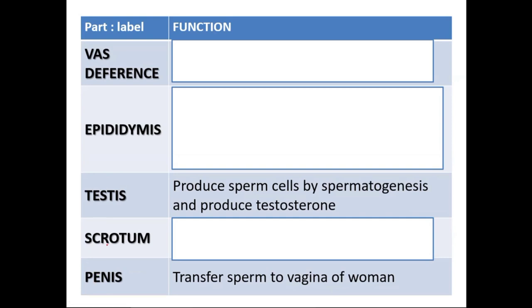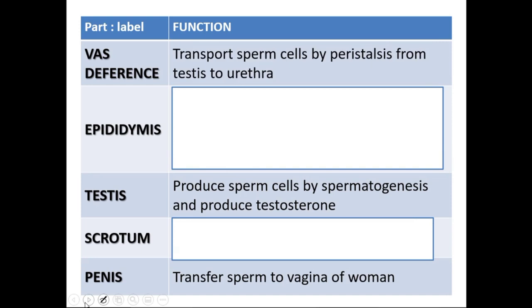The next three, the vas deferens, the epididymis, and then the scrotum. They're going to give you another minute and a half or 2 minutes for this one. Just putting my timer on, starting now. So let's see what the vas deferens. That would be to transport sperm cells by peristalsis from the testes to the urethra.